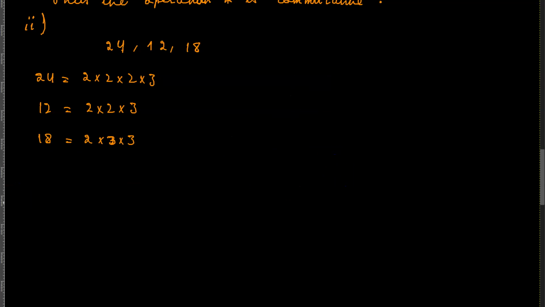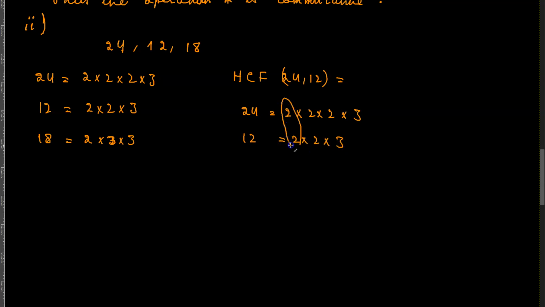Now, suppose that I take the HCF of these two numbers first. If I calculate the HCF of 24 and 12, 24 is the same thing as 2 times 2 times 2 times 3, and 12 is the same thing as 2 times 2 times 3. So you have a 2 common here, a 2 common here, and a 3 common here. So you have 2 times 2 times 3.